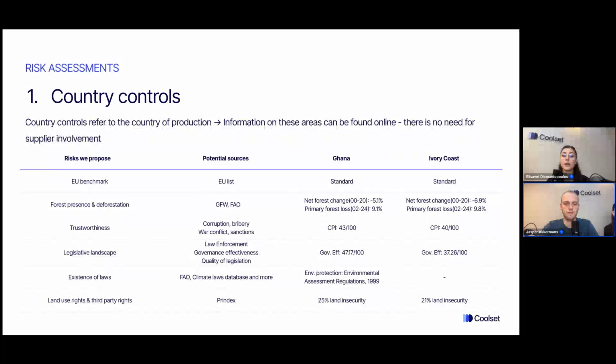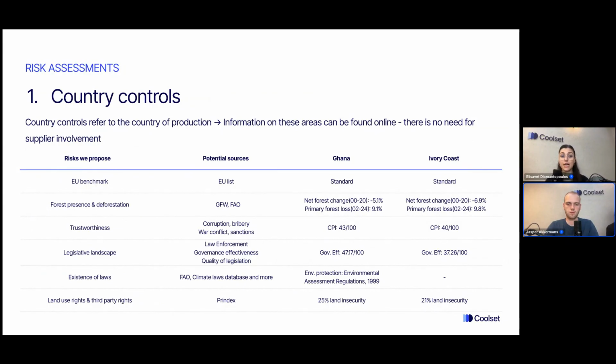Now, when we're talking about country controls, we mean the country of production. And this information usually can be found online, and there is no need for supplier or farmer involvement. On the left side, we can see all the risks that are proposed based on Article 10 that Jasper informed about. And it can include things like the EU benchmarking, which sets a list for all countries and respective risk scoring. We also need to cross-check the risk in relation to forest presence and deforestation. This usually can happen through databases like Global Forest Watch, for example.